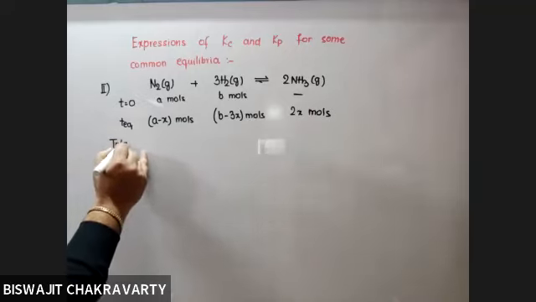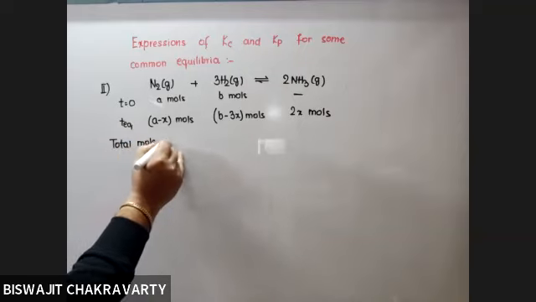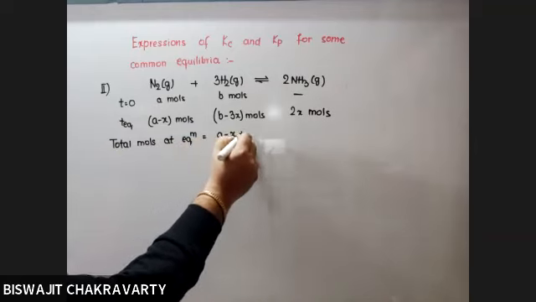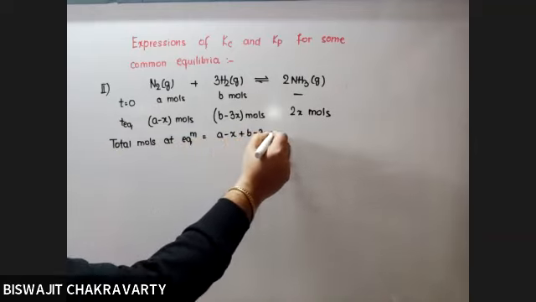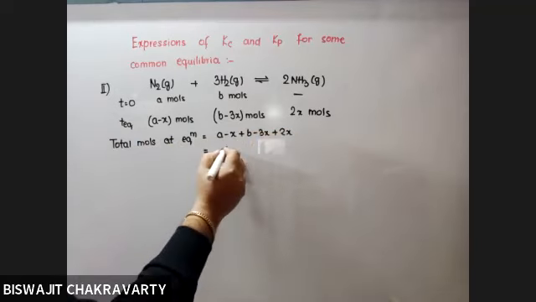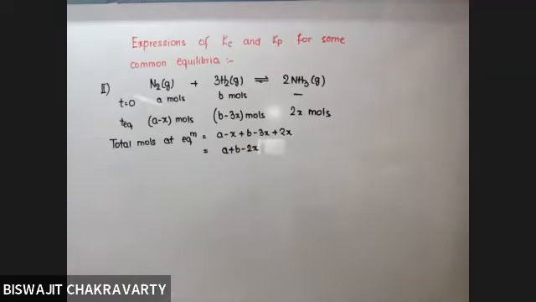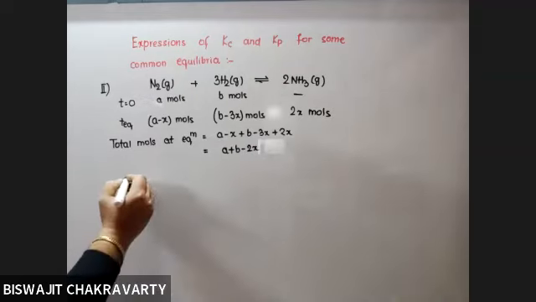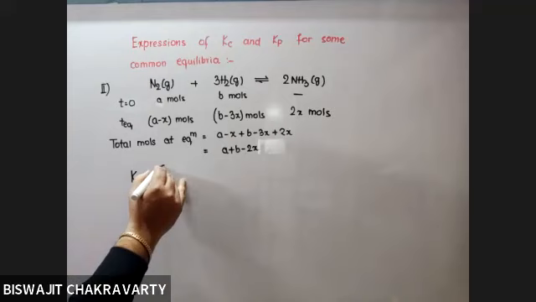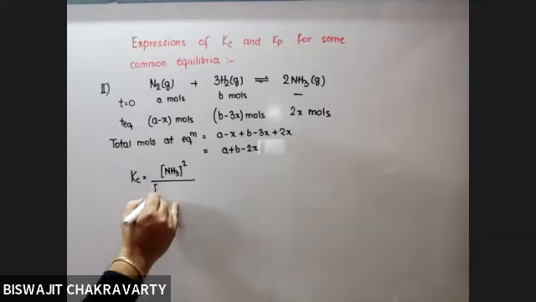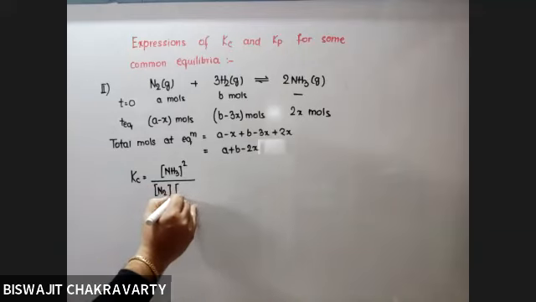Total moles at equilibrium: A minus x, B minus 3x, and 2x. So this comes out to be A plus B minus 2x. So this is the total moles at equilibrium. What is the Kc expression? Third bracket NH3 square, third bracket N2, third bracket H2 cube.